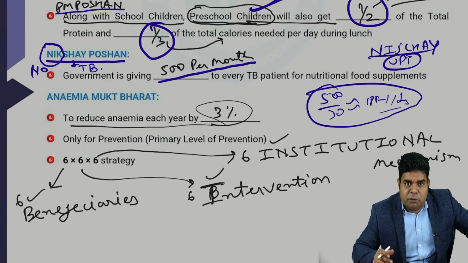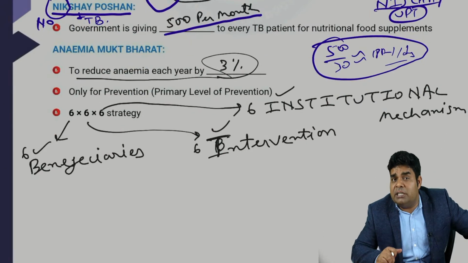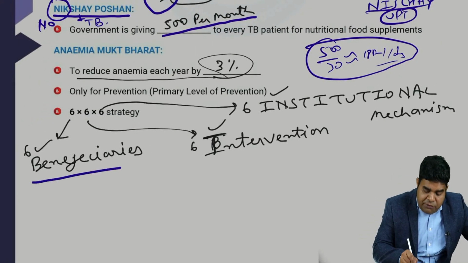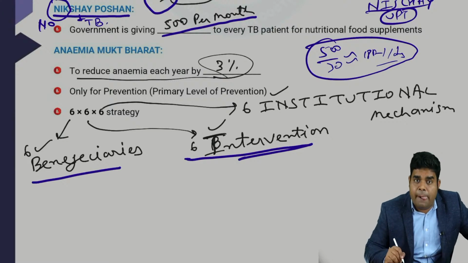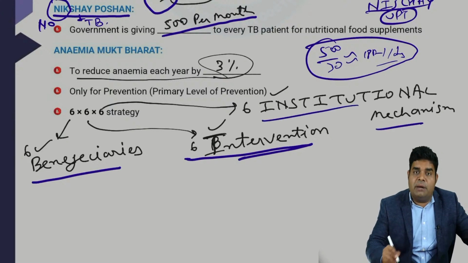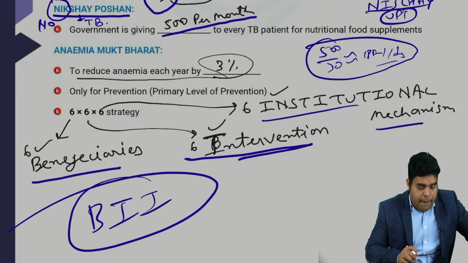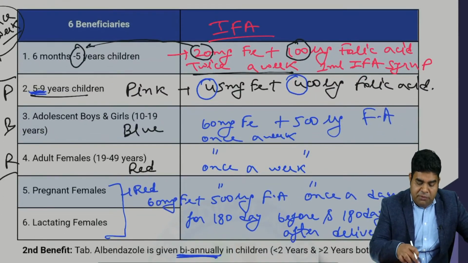Now let's come to Anemia Mukt Bharat. As I said, the target is 3%, but they will ask about the 6x6x6 strategy, which is not included. So the first 6 is for beneficiaries, the second 6 is for the work which we will do, the interventions, and the last 6 is the institutional mechanism. So you have to remember BII, 6x6x6: beneficiary, intervention, institutional mechanism. Now, these are the 6 beneficiaries.